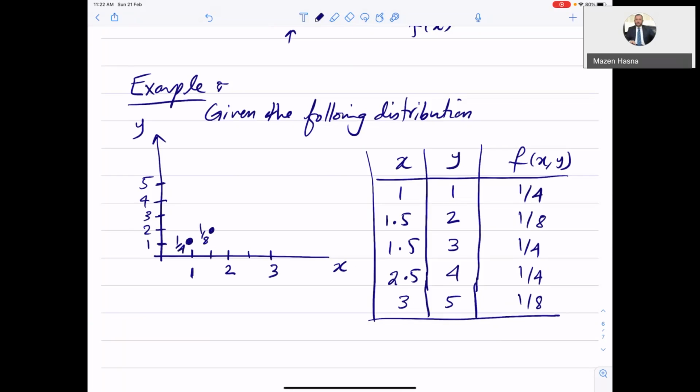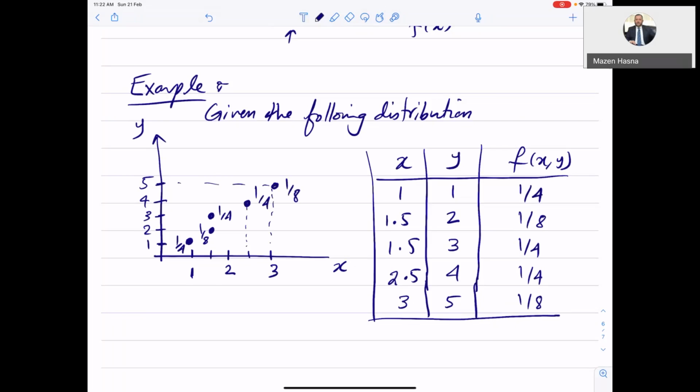Also, when x is 1.5 and y is 3, it's 1/4. When x is 2.5 and y is 4, it's 1/4. And when x is 3 and y is 5, we have 1/8. So this is the joint distribution. So now I can ask a question.